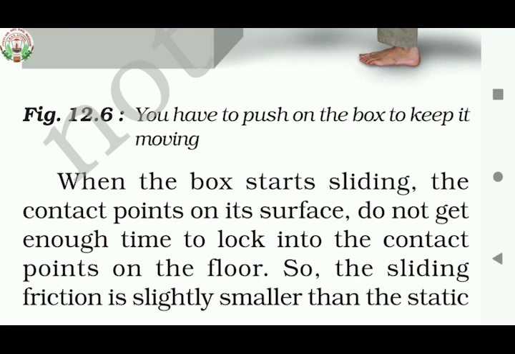I told you it is easy to move a moving object than it is at rest. It is because when it starts sliding, the contact points on its surface do not get enough time to lock into the contact points on the floor. So the friction is less. We can say the sliding friction is slightly smaller than the static friction.